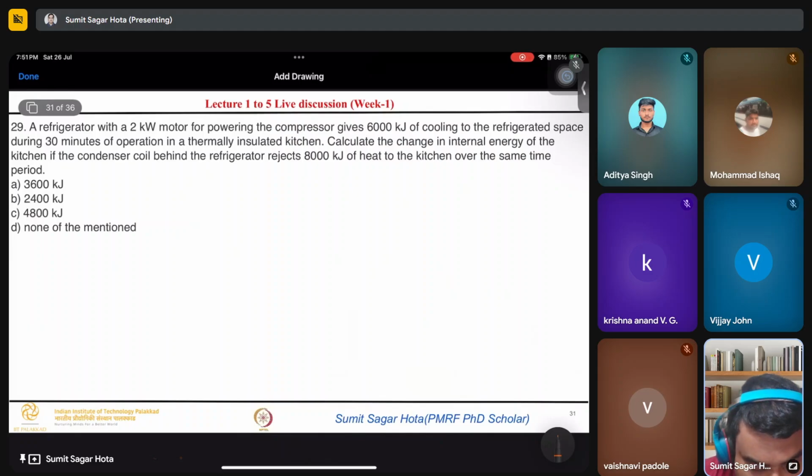We have one more problem. This question is: a refrigerator with a 2 kilowatt motor for powering the compressor gives 6000 kilojoule of cooling to the refrigerated space during 30 minutes of operation in a thermally insulated kitchen. Calculate the change in internal energy of the kitchen if the condenser coil behind the refrigerator rejects 8000 kilojoule of heat to the kitchen over the same time period. So this is the question.